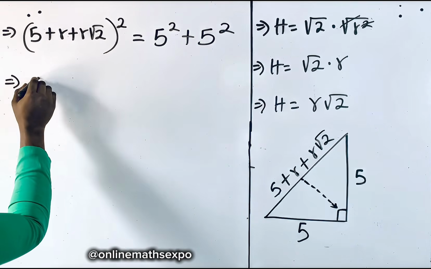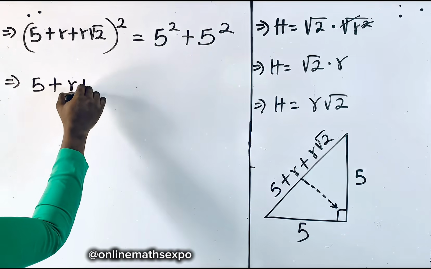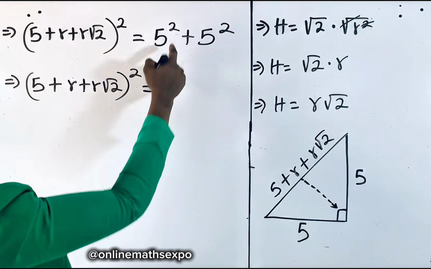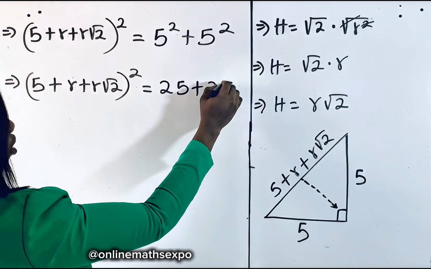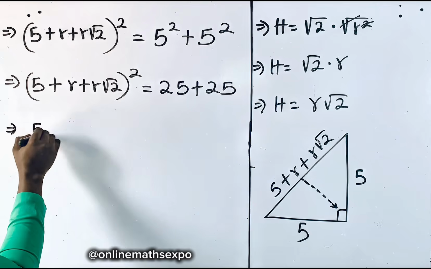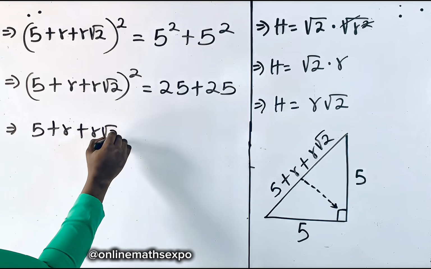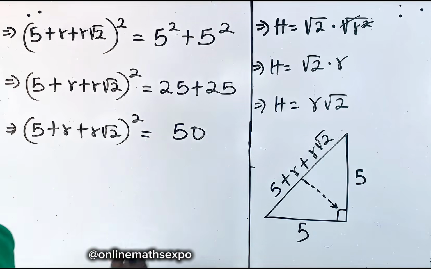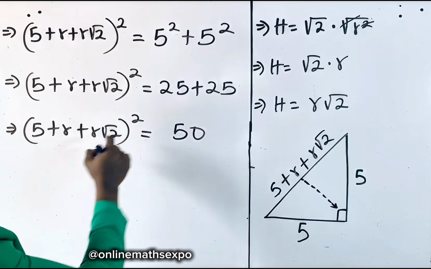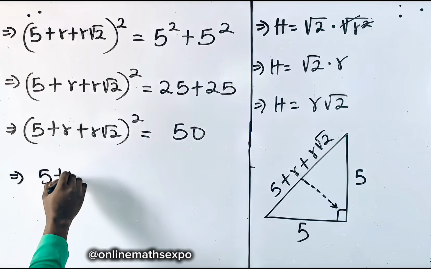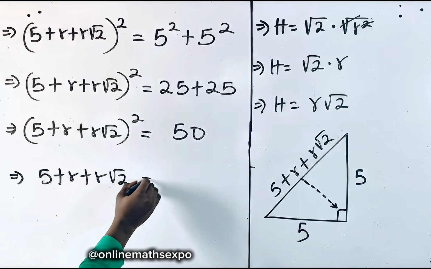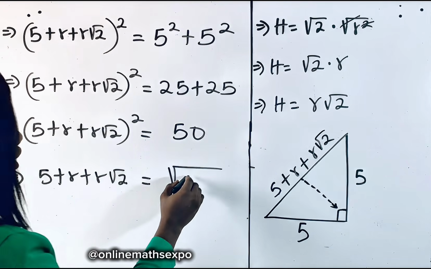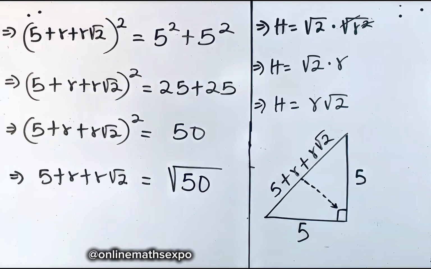Keep solving, we have 5 plus r root 2 all squared is equal to 5 squared, which is 25, plus 25. And this gives us 5 plus r root 2 all squared is equal to, add this, it gives you 50. And we are going to remove this square. So we are going to have 5 plus r root 2 is equal to, we're only going to take the positive square root because we are working with sides. So we have the positive square root of 50.